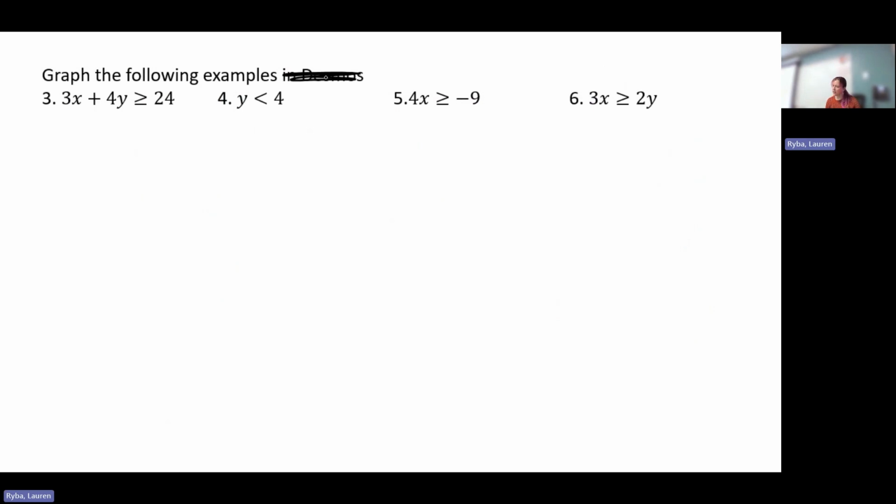All right, we're still going to work these by hand, and then we'll do decimals in a little bit. All right, we have 3x plus 4y is greater than or equal to 24. So if I want to solve for x, I would set 3x equal to 24. And that'll give me x equals 8. 2, 3, 4, 5, 6, 7, 8.